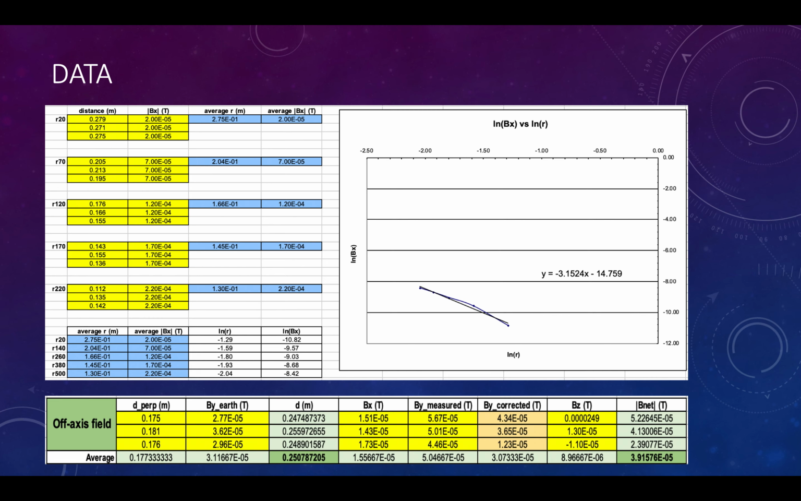Here is my data from the experiment. The table on the left shows the data for the on-axis field. The table on the bottom shows the data for the off-axis field. And here is the graph for ln of the x component of the magnetic field versus ln r, the distance. This equation plays a key role in calculations, as it allows us to get the dependence and also the value of mu in the experiment.